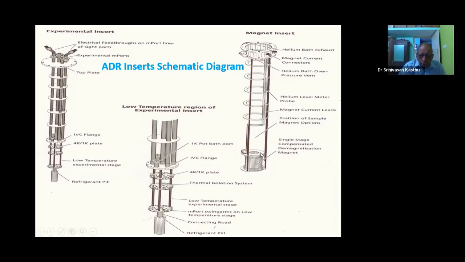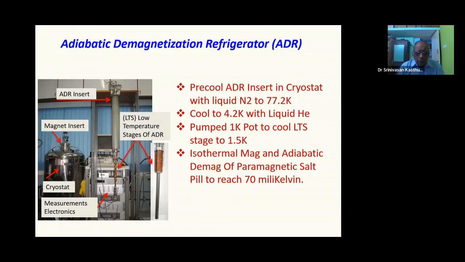Now, the magnet can be made out of superconducting materials. So you can have a superconducting magnet in operation along with this, because anyway you have a very low temperature. So a superconducting magnet can be useful in this, and you can also achieve a high magnetic field for the experiments.